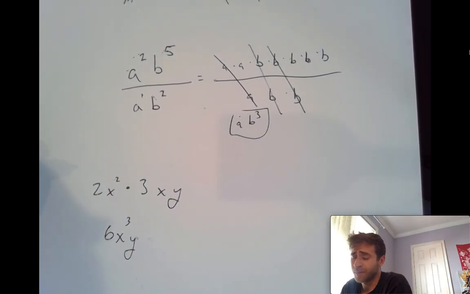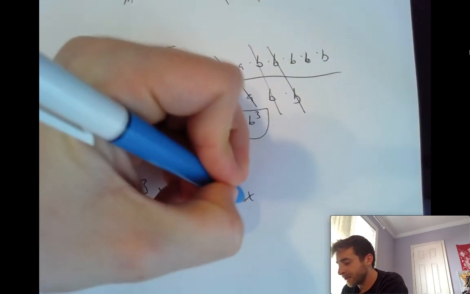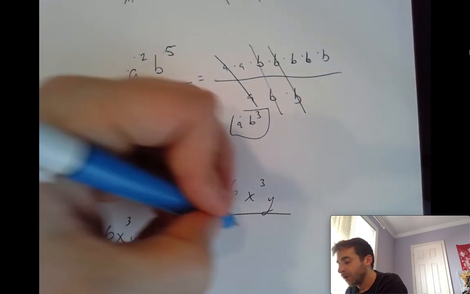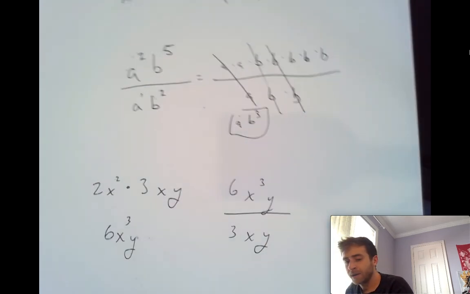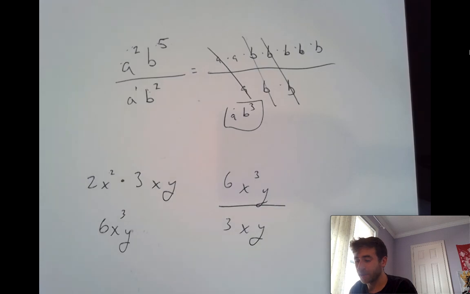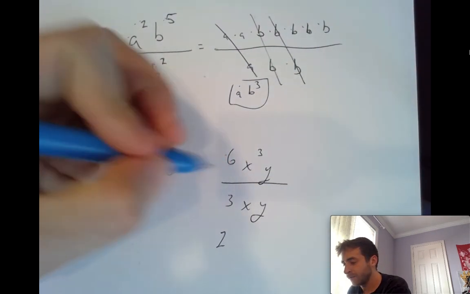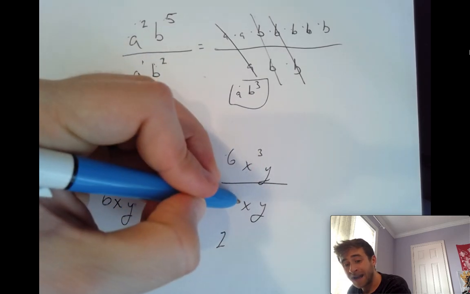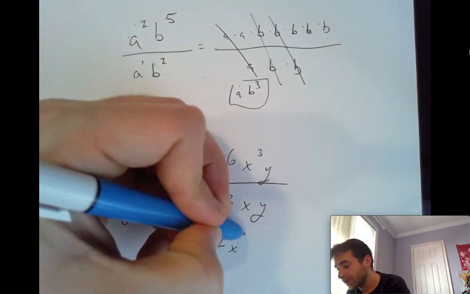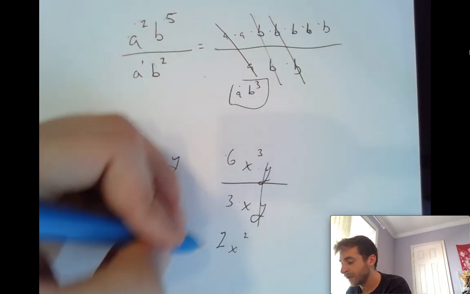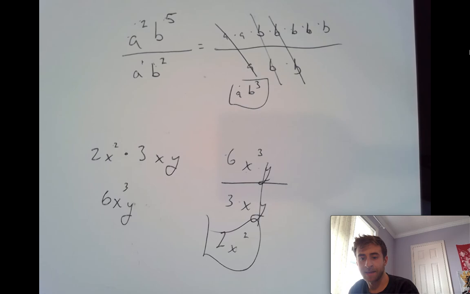If I wanted to do something like maybe 6x cubed y, and I want to divide out 3xy, well, you just divide each part of it separately. The coefficients divide. 6 divided by 3 is going to make 2. X cubed, divide an x away. You're now left with x squared. Y, divide a y away. Well, they cancel. And you got that.